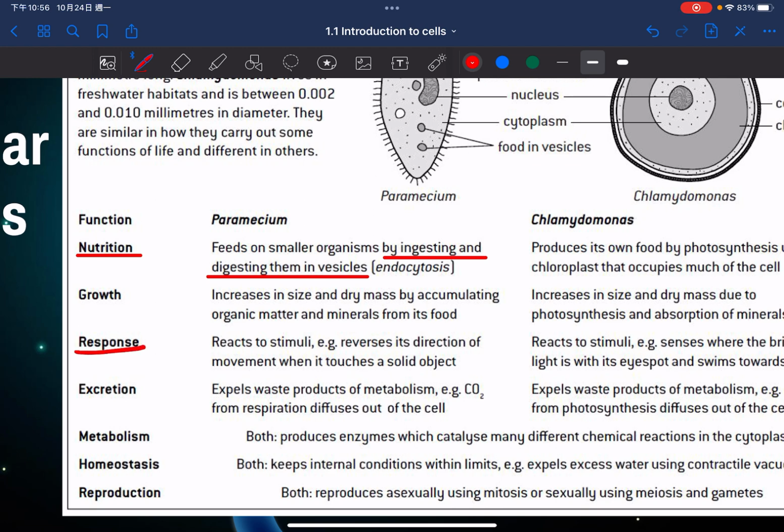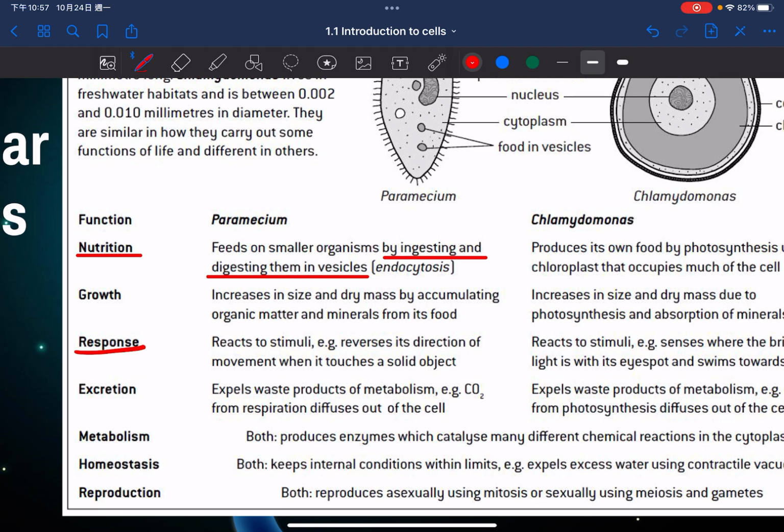And the response is the third one. Response means the paramecium can react once it feels some kind of stimulus from the environment. For example, maybe the paramecium swims in the water, and once it hits some stones or particles in front of it, it will try to go to the right side or the left side to find a way to go forward and escape from the barriers, from the particles or the stone. That's the response.